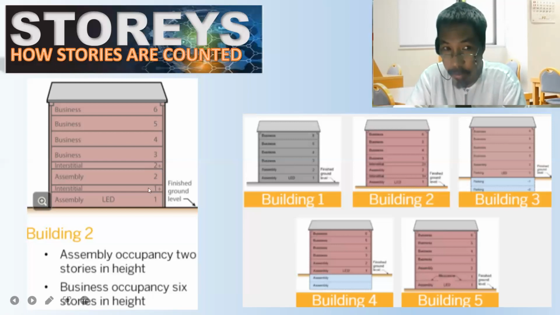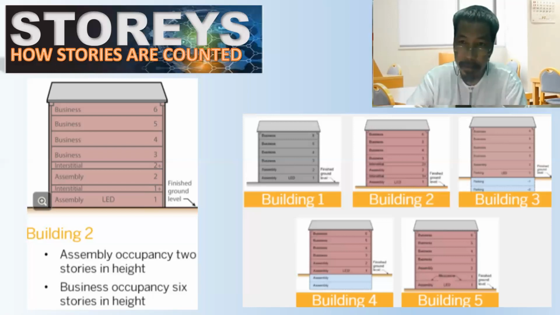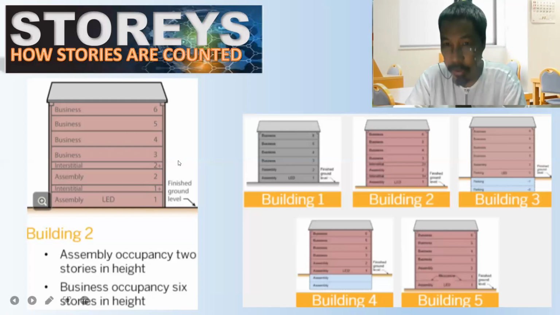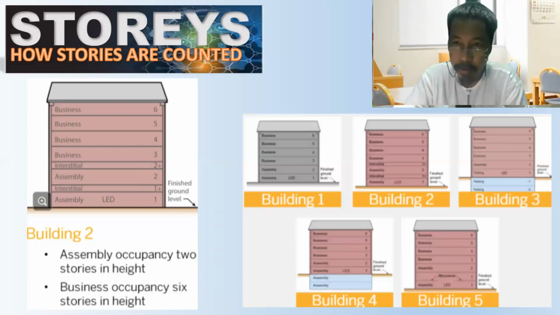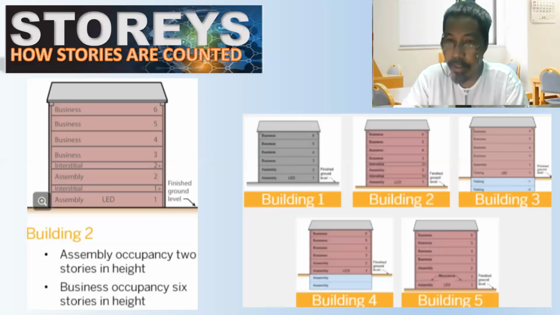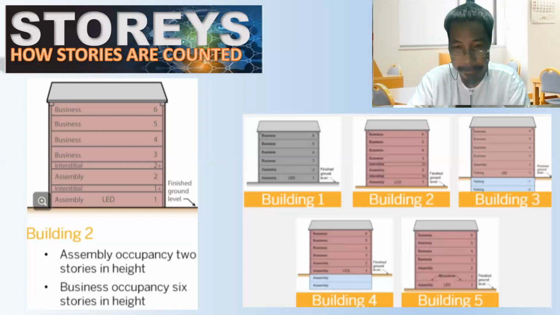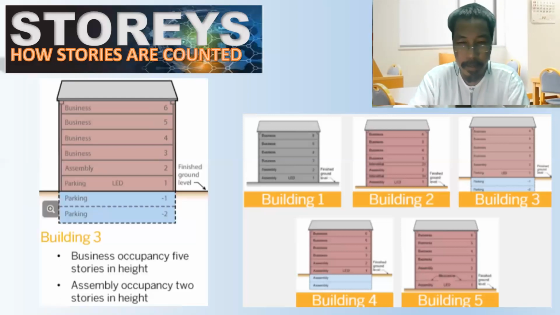If we count interstitial spaces, we will have what? 4 stories in height for assembly, but not. We only have 2 stories in height for assembly. And how about business? We still have 6 stories in height for business. For both business and assembly, we do not include interstitial spaces, as we had just discussed 2 pages ago. Okay, next is building number 3.